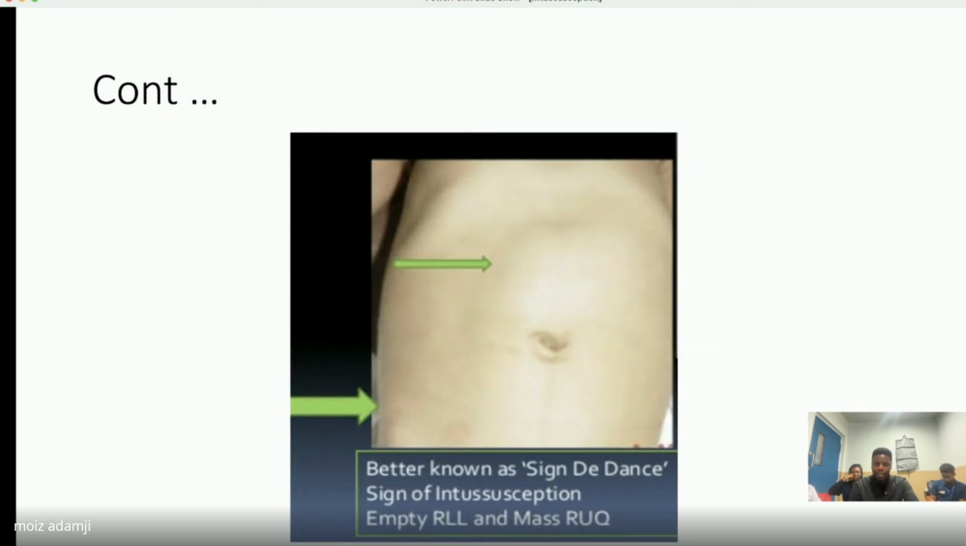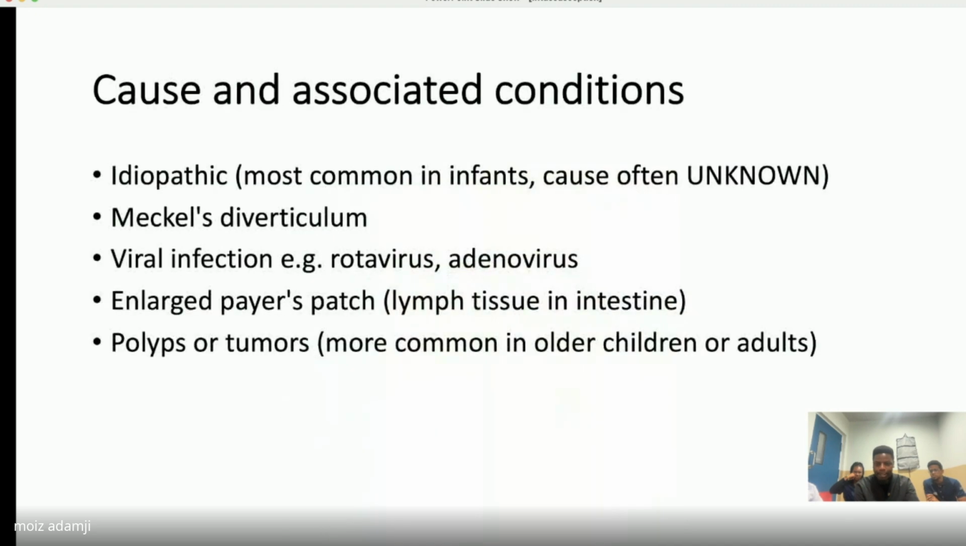So on examination, one of the signs is the Dance sign. When you palpate the right upper quadrant, you may feel or appreciate the sausage-like mass. And in the lower quadrant, the abdomen may be empty. So whenever you do this examination, it must click for you. Maybe you're dealing with intussusception.